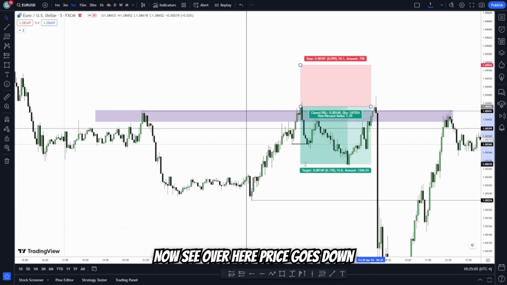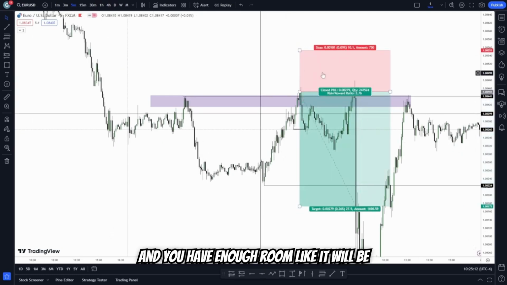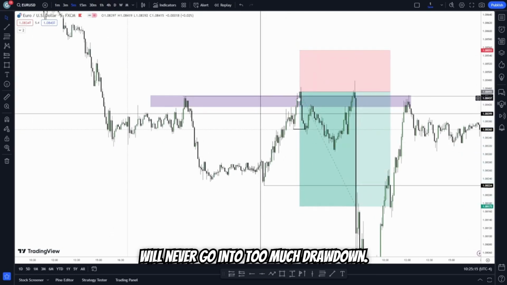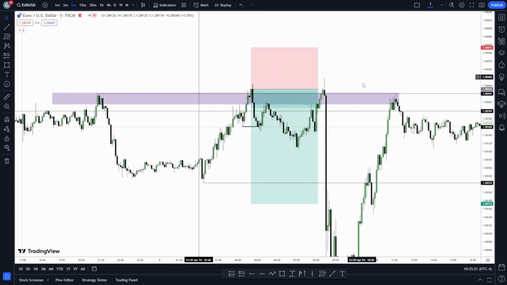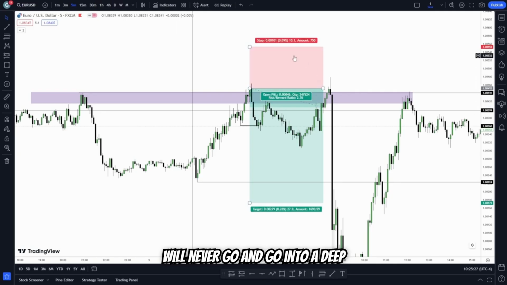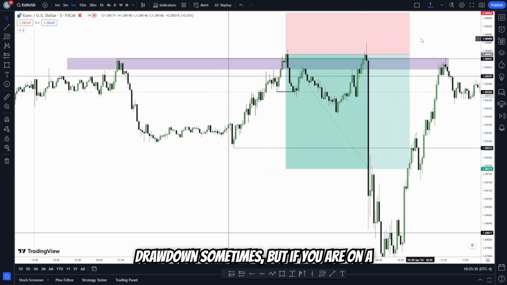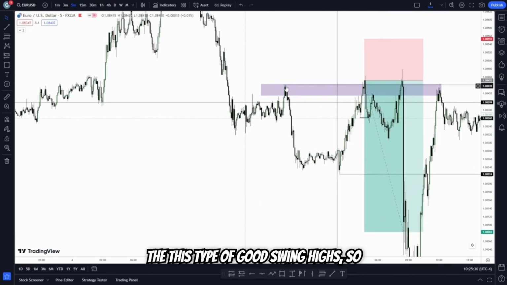Now see over here, price goes down and you have enough room. It will be a sniper entry every time, and it will never go into too much drawdown. This went up because of the news, NFP, but most of the time it will never go into a deep drawdown. It can sometimes, but if you are on the right bias and taking trades from good swing highs like this, then it will be a sniper entry.